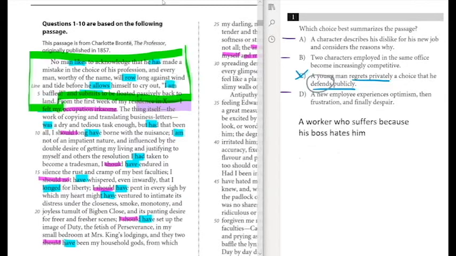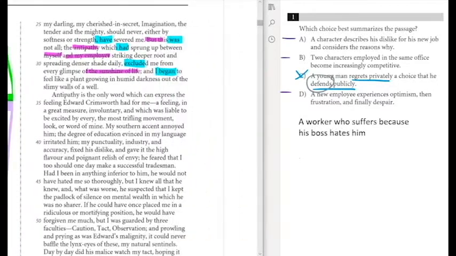How does a man deal with it? And then we have a lot of regret about the fact that work wasn't going well. The narrator says, I should have done this, I should have done that. And then getting into this part here, we're seeing something more specific. We're seeing the idea that there was an antipathy right here between myself and my employer. And that antipathy excluded the narrator from the sunshine of life and made the narrator feel like a plant growing in darkness out of the slimy walls of a well.